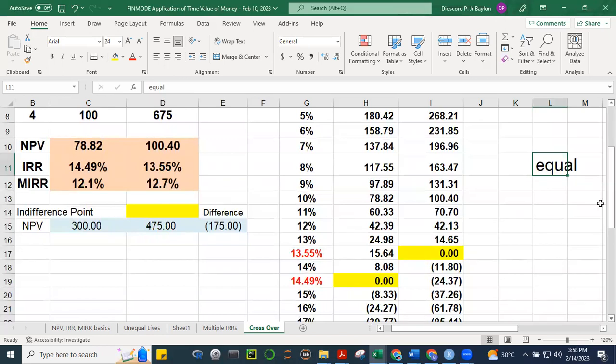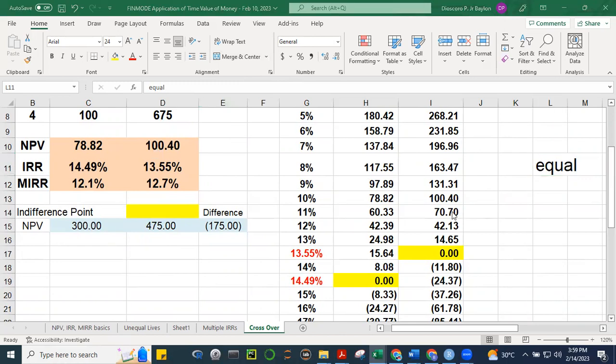Okay, so the answer is equal. Kung equal yung NPVs nila, then it doesn't matter. Choose S or choose L. Walang problema kasi pareho lang naman yung NPV nila, di ba? Okay, so if their NPVs are equal, what will be the difference?